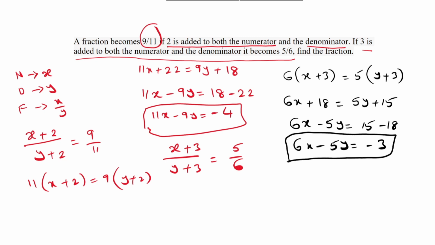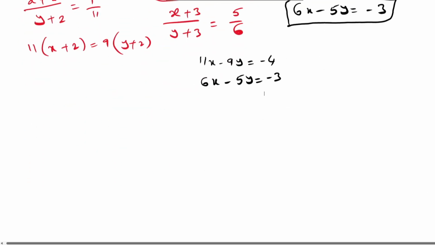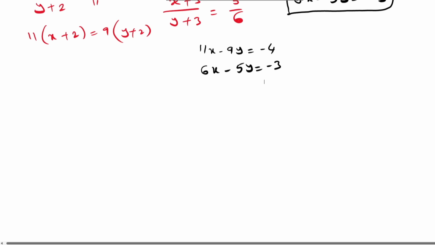Now let us try to solve these two equations. One is 11x minus 9y equals minus 4 and the second equation is 6x minus 5y equals minus 3. I'm going to solve these two equations by the elimination method. If you are perfect with the substitution method, you can go with that also, no problem. Now, the first equation x coefficient is 11, the second equation x coefficient is 6. Both are different. The first equation y coefficient is minus 9, the second equation y coefficient is minus 5. Both are different again, so we cannot solve it directly.